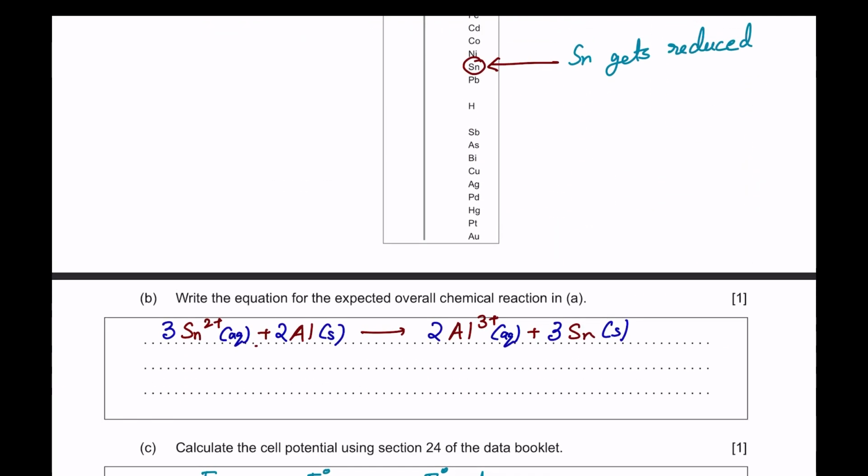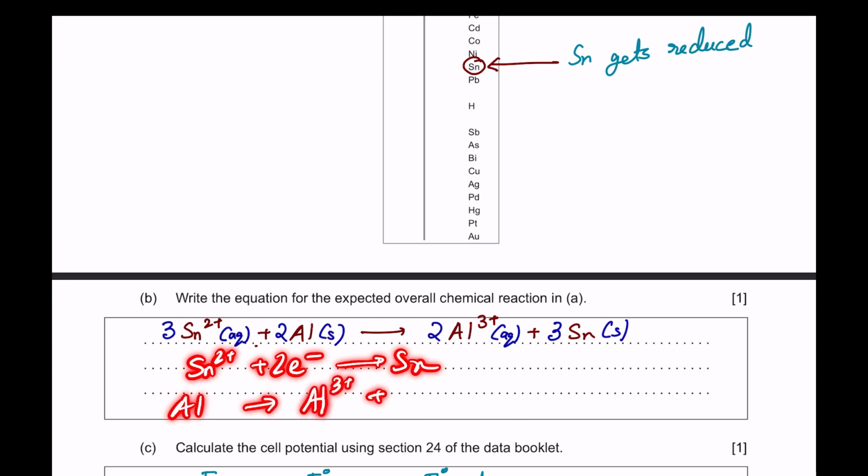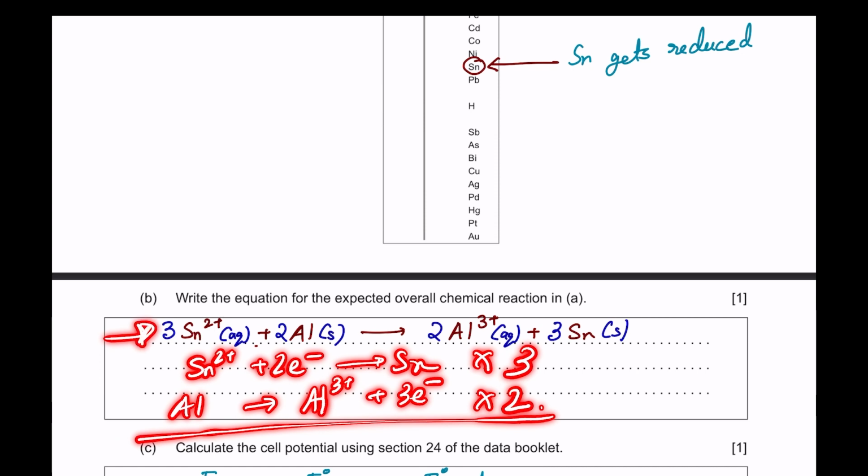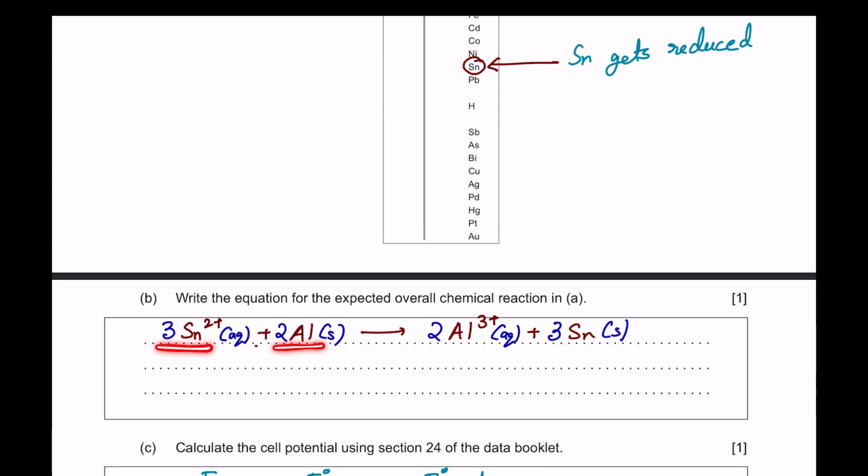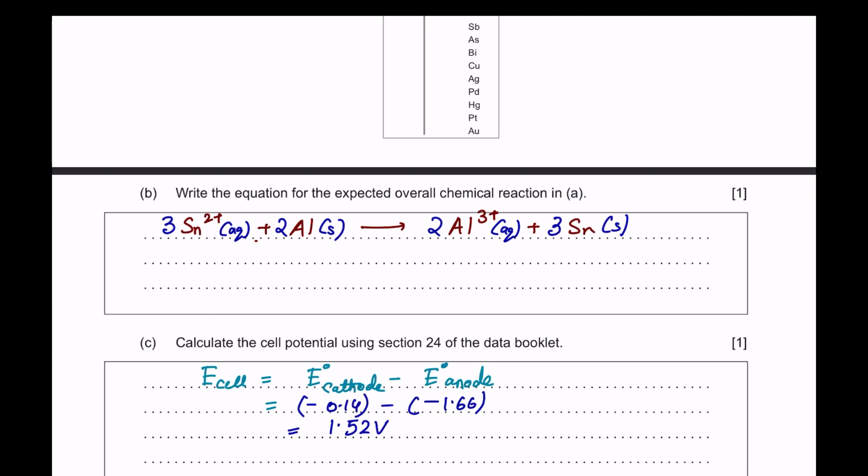Now in the next part, you have to write the overall expected chemical reaction. After you balance, the half reactions will be Sn2+ plus 2 electrons giving you Sn, and another, Al gives you Al3+ plus 3 electrons. Now you have to multiply this with 3 and this with 2 and add these two together, and you will finally end with this equation, because you have to remove the electrons in both of these half reactions. Finally we end with 3 Sn2+ plus 2 Al gives you 2 Al3+ plus 3 Sn solid.